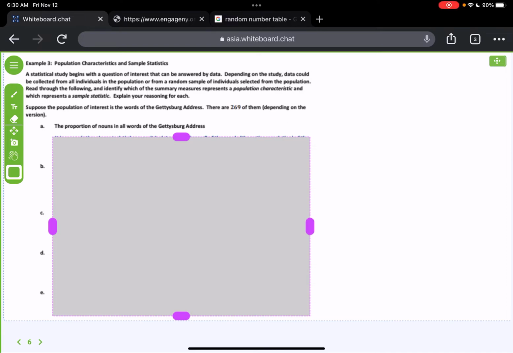Okay, this is Module 4, Lesson 13. Still talking about populations and samples. And here we're talking about the population characteristics and the sample statistics.